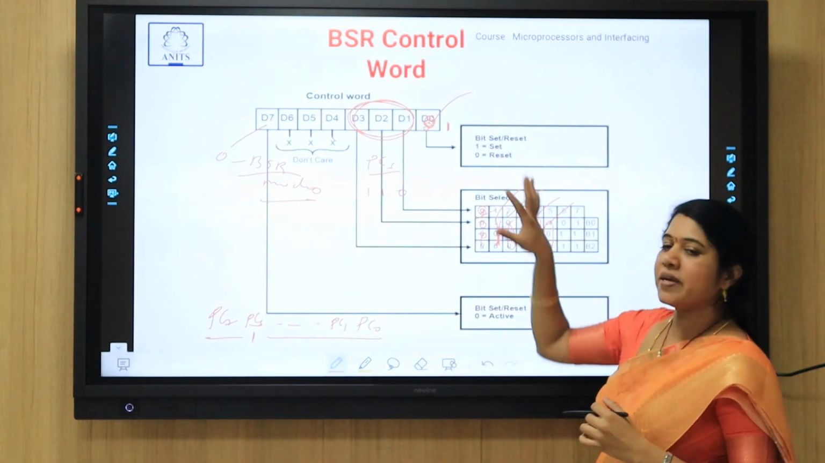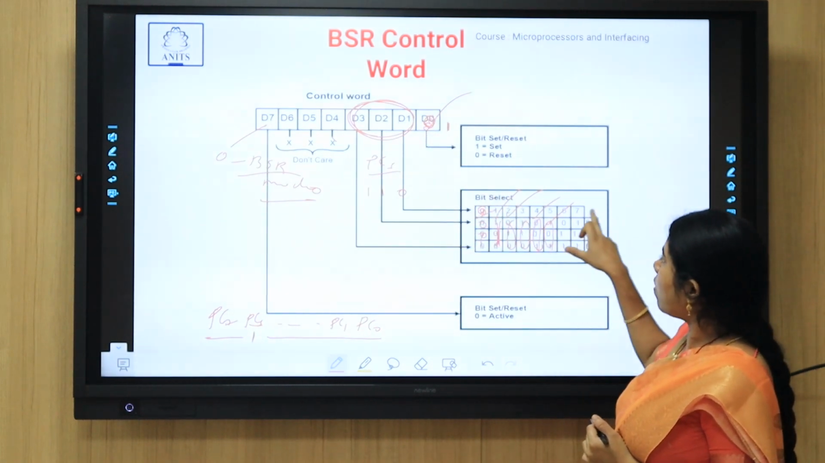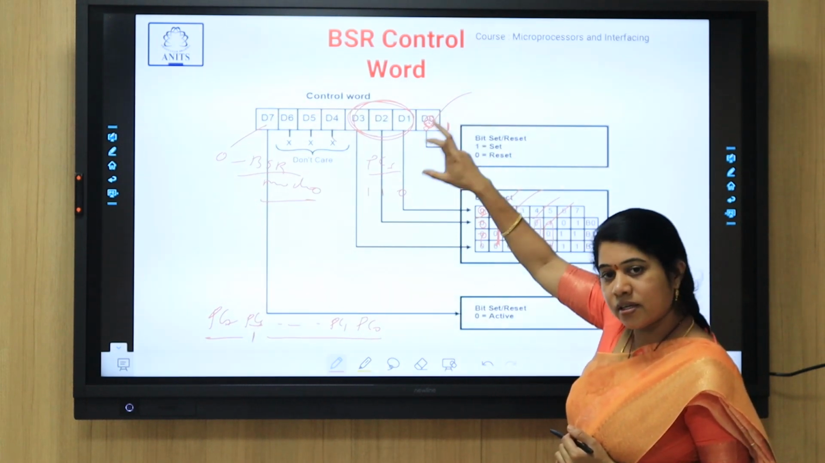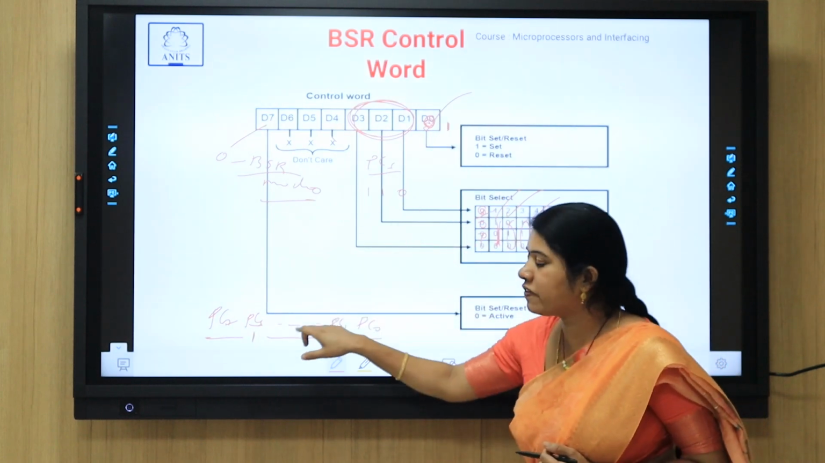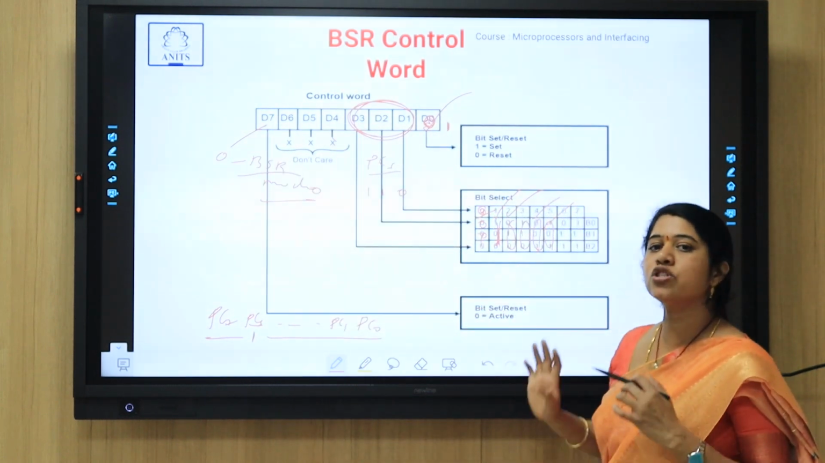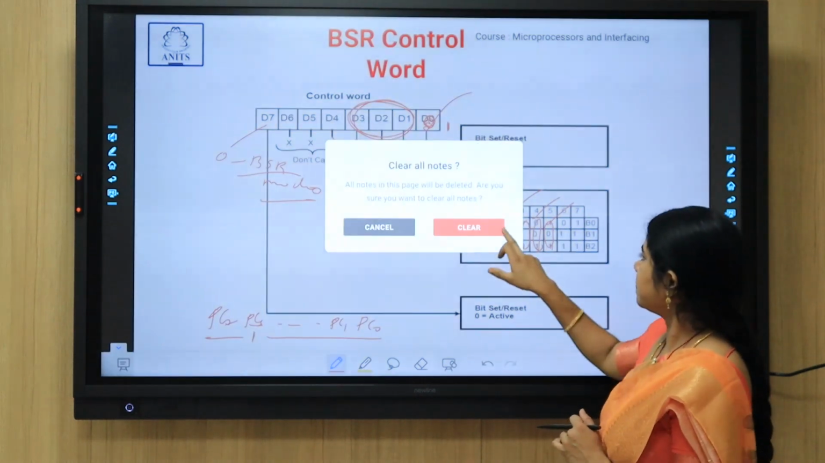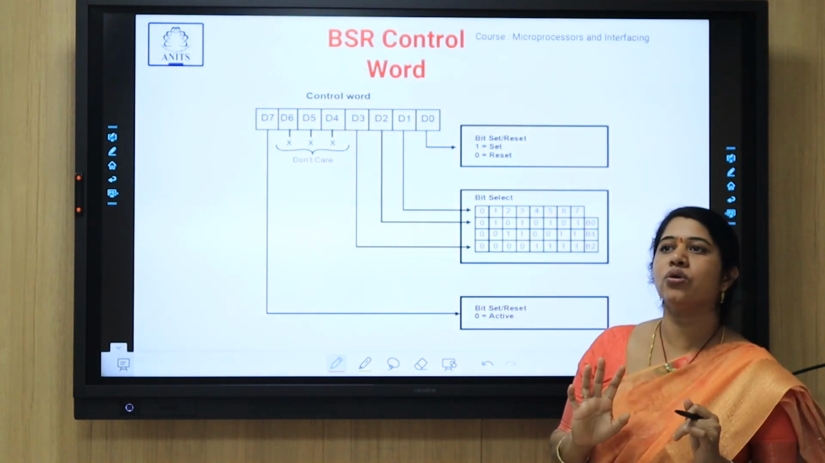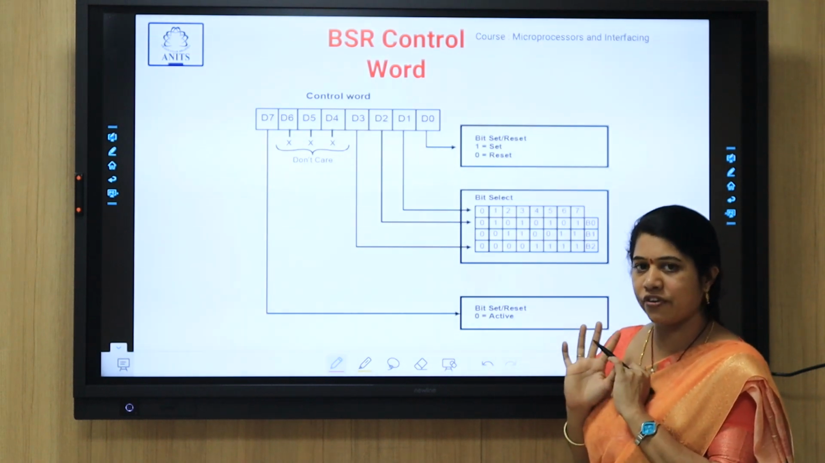Okay, this is the BSR mode control word format. Through this, we can set or reset all the 8 bits of port C. If we set this bit, the corresponding bit will be 1. If it is 0, the corresponding bit will be 0. These 3 bits are don't care, and this is always 0 to specify that the mode of operation is BSR mode.